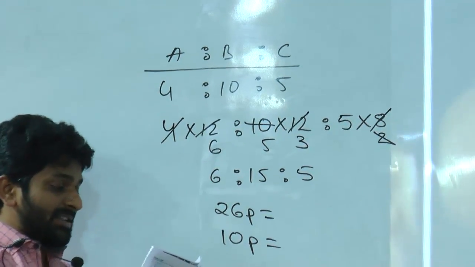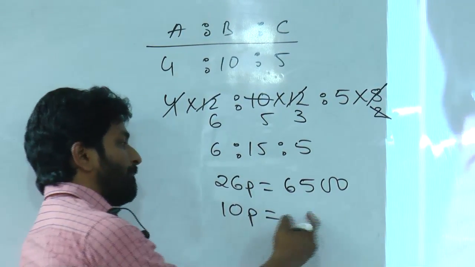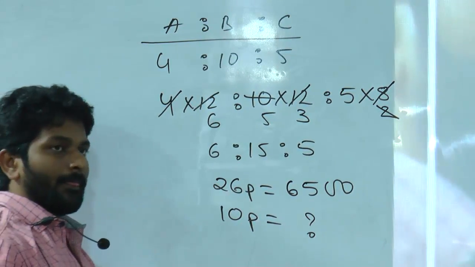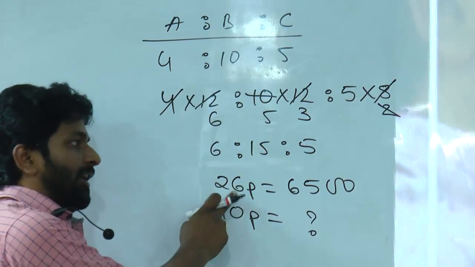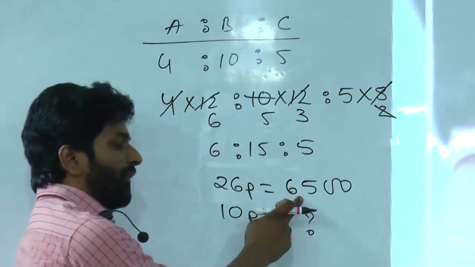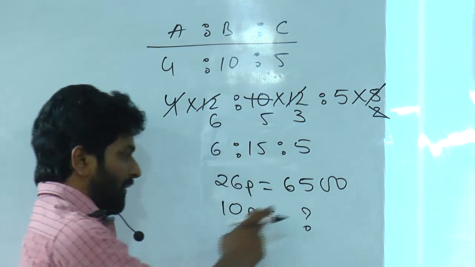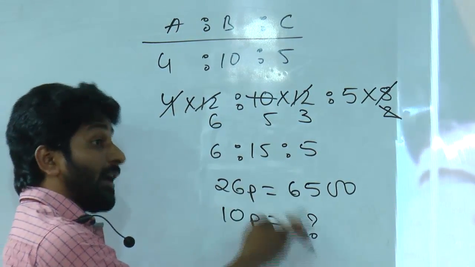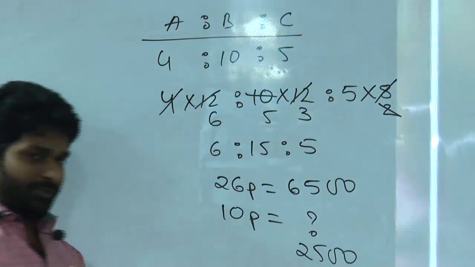And total profit is given as 6,500. 10 parts is equal to how much? Divided by 2, into 5, into 100. Okay? Apply the same. Divided by 2, into 5. 25 into 100. 2,500.